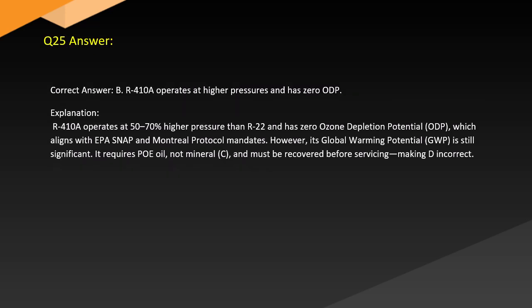Answer. Correct answer B. R-407C operates at higher pressures and has zero ODP. Explanation. R-407C operates at 50 to 70% higher pressure than R-22 and has zero ozone depletion potential, ODP, which aligns with EPA SNAP and Montreal Protocol mandates. However, its global warming potential is still significant. It requires POE oil, not mineral oil, and must be recovered before servicing. D. Incorrect.